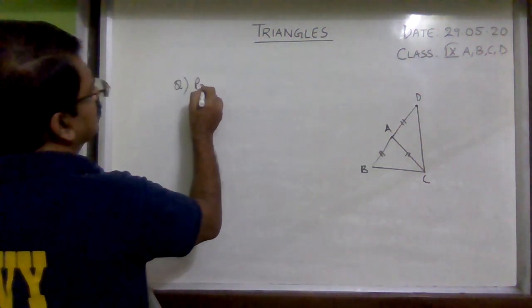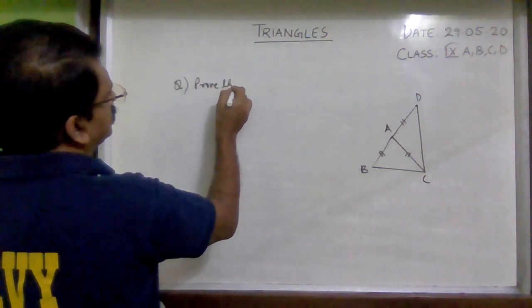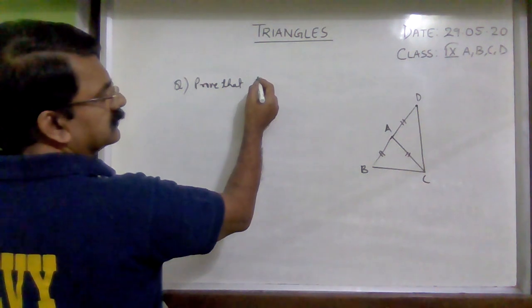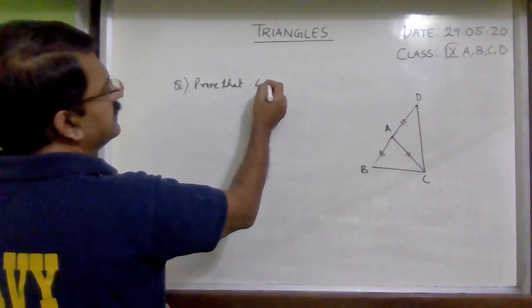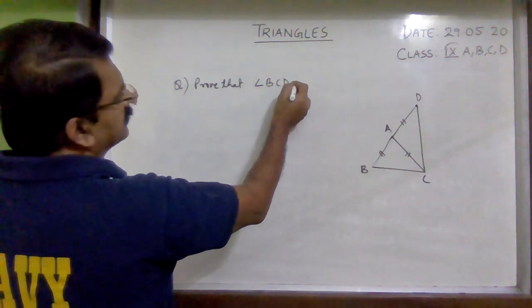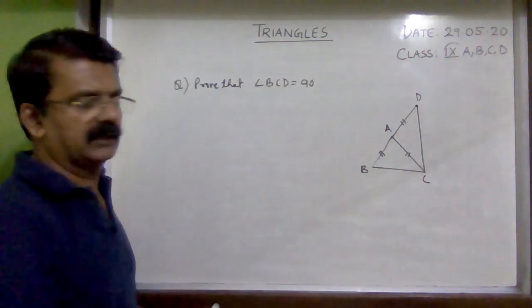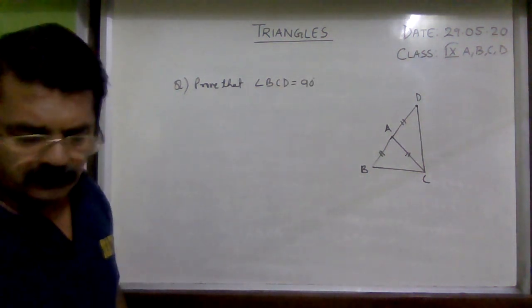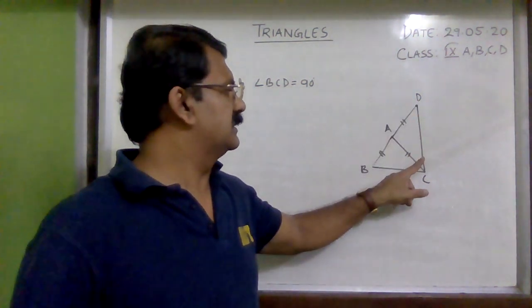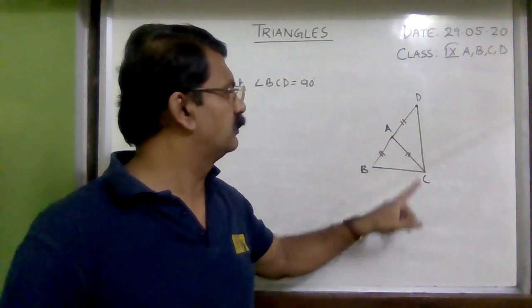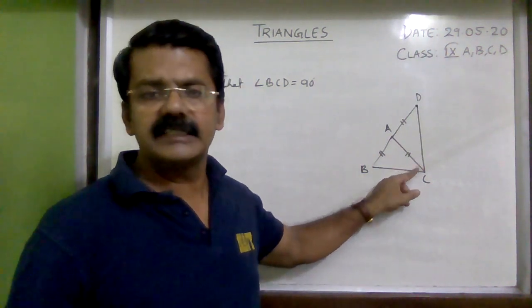Prove that angle BCD is equal to 90 degrees. Okay, so you have to prove that angle BCD, meaning this angle, is 90 degrees. You have to prove that this angle is 90 degrees.